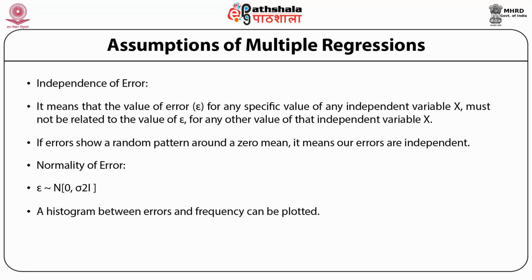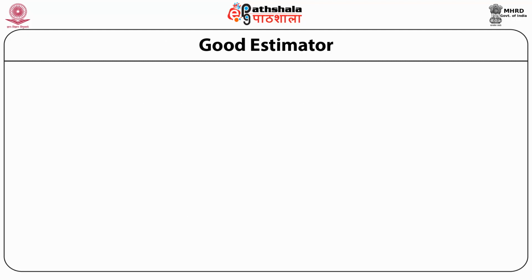In a histogram, we can take the error on the x-axis and frequency on the y-axis, and this histogram will show the normality of error. So these four are the main assumptions of multiple regression analysis, which are usually met using the residual analysis. So what are the properties of a good estimator in multiple regression analysis?